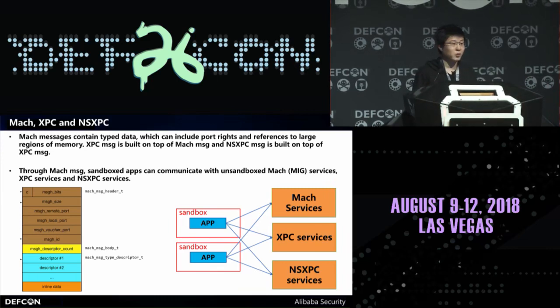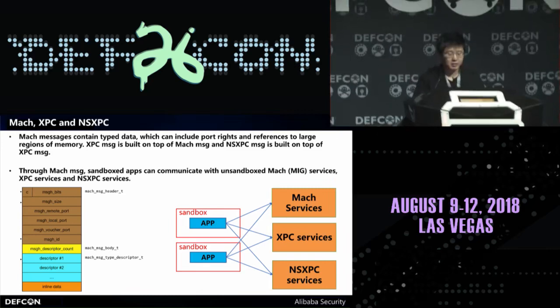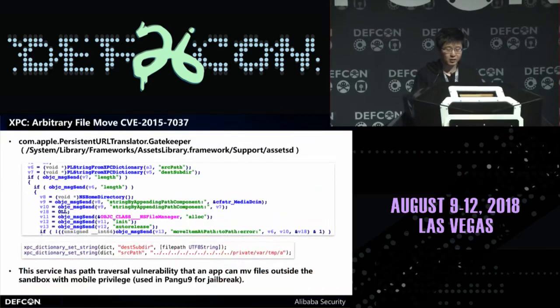Through Mach message, a sandboxed app can communicate with Mach services, XPC services, and NSXPC services. Consequently, if the servers don't handle the message in expected ways, they may be corrupted by malicious apps. So in this talk, I will share three old bugs today.